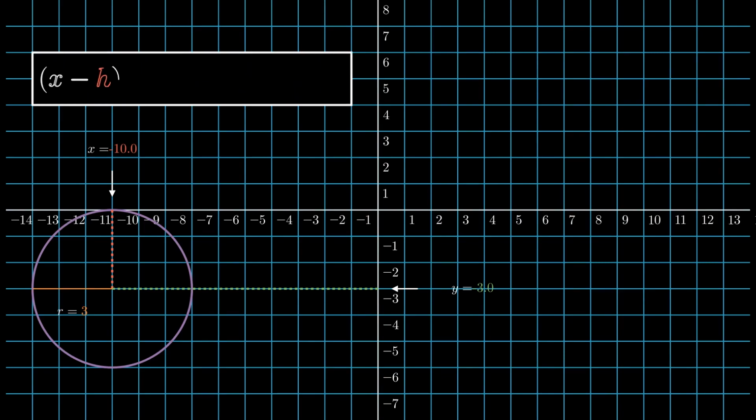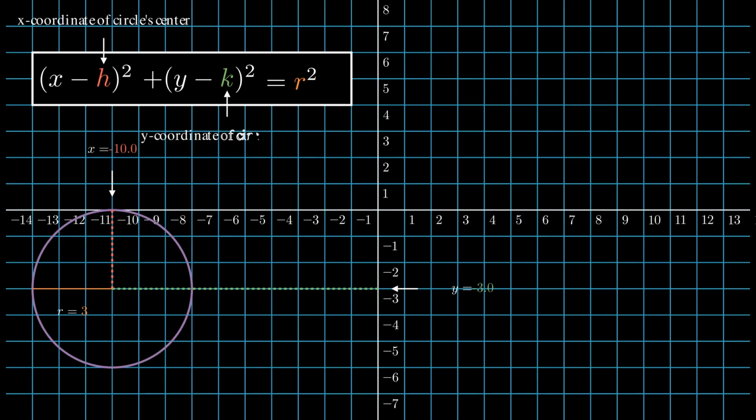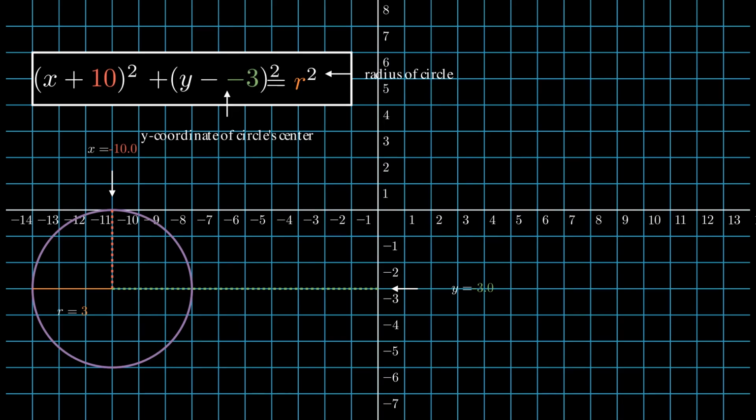Okay, this time let's write out the equation using variables, and then plug in the variables. So in this case, h is the x coordinate of the center, k is the y coordinate of the center, and r is just the radius of the circle. Let's start plugging things in. Our x coordinate is -10, and double negatives cancel out, so that's just +10. Our y coordinate is -3, and again, double negatives cancel out, so that's just +3. Our radius is 3, and 3 squared is 9. So now we have our equation.